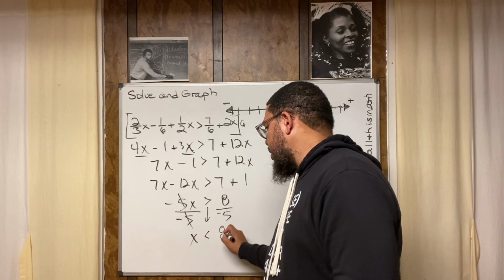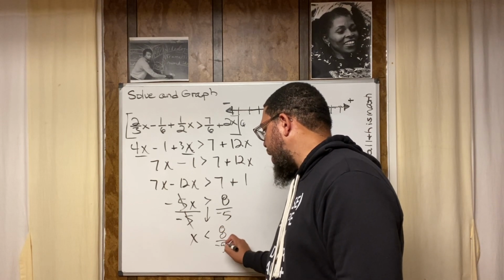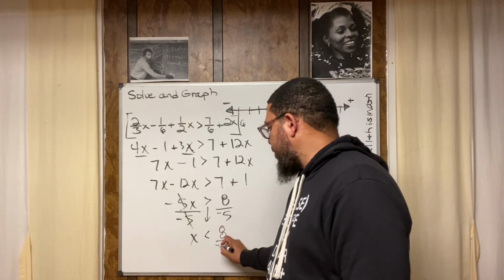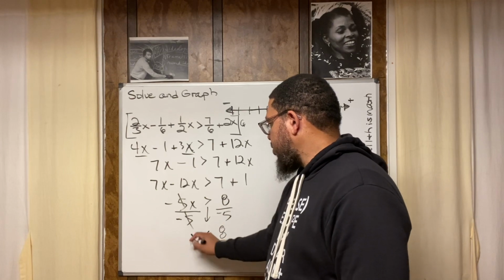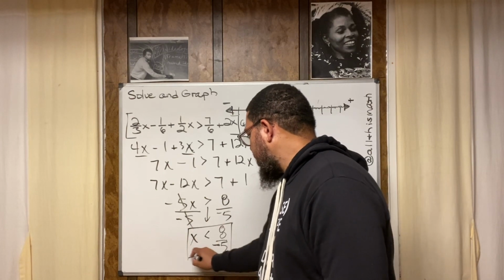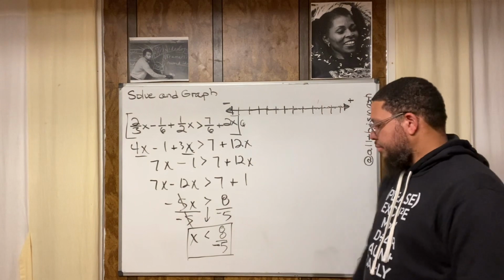So I got 8 over -5, right? So I got x is less than 8 over -5.